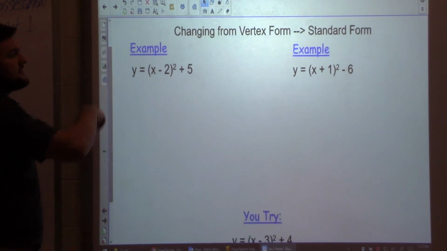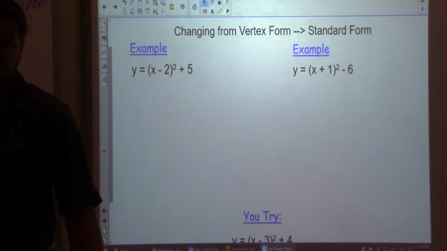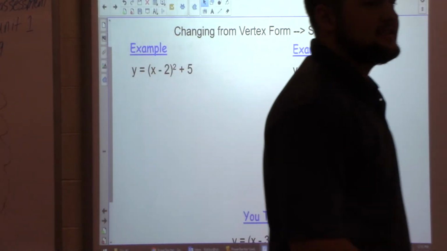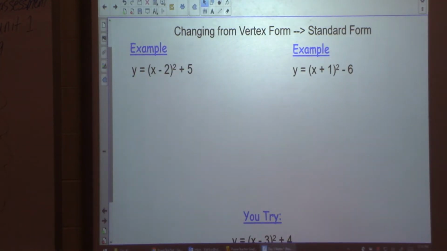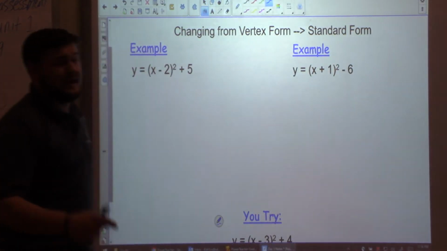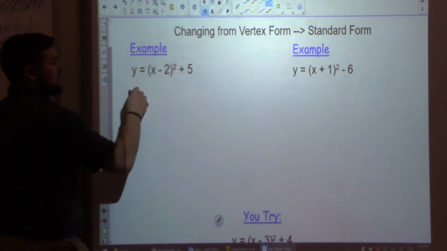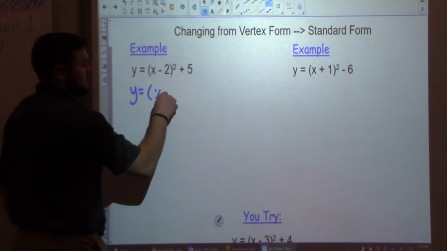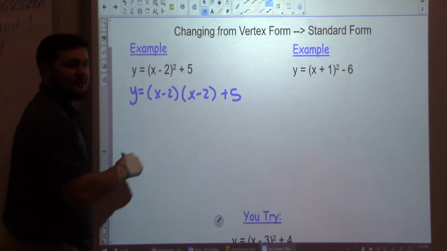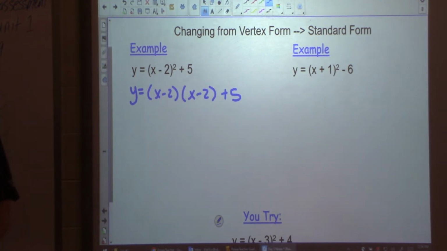Changing forms, vertex to standard. This is a really, really easy one. When I square something, what does that mean? So if I say 2 squared, what does that mean? Multiply it by itself. So when I have a square term in this vertex form, and I want to change it to standard form, I'm going to write it out like I'm multiplying it by itself. (x - 2)(x - 2) + 5. Well, what do you think we're going to do? Why do you think we did that?